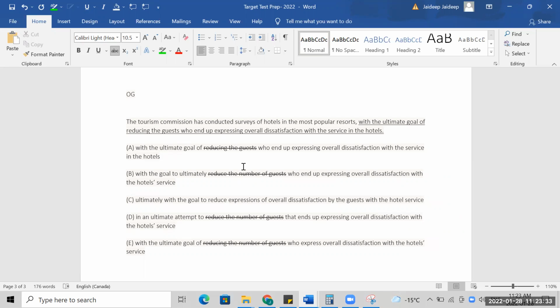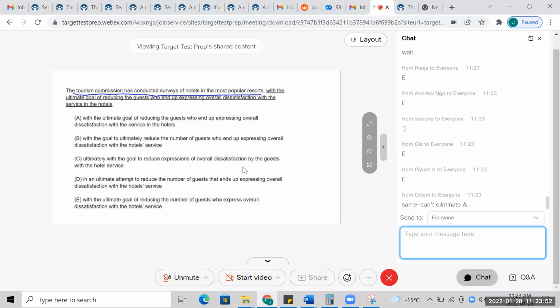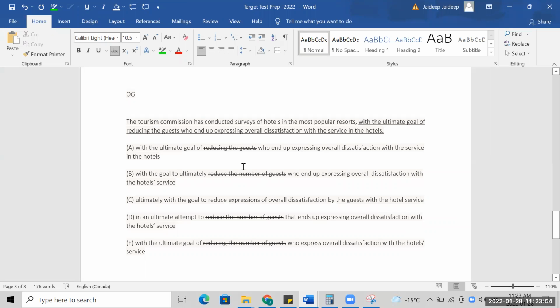Okay, so we look at this, we have to keep the non-underlined portion in mind, right? Because that can really affect what's right here. So the Tourism Commission has conducted surveys of hotels in the most popular resorts. Okay, so this is an independent clause. So it looks like what's coming after it is modifying this independent clause. With the ultimate goal, okay, of reducing the guests who end up expressing overall dissatisfaction with the service in the hotel.